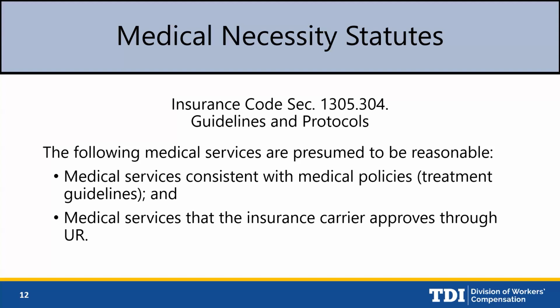So the same criteria apply on the network side, that medical services need to be consistent with the treatment guidelines and/or approved through the utilization review process on the carrier side. So that comes from the Insurance Code 1305.304. 1305, that chapter in the Insurance Code, it's all about workers' compensation certified healthcare networks, and it comes from the Insurance Code versus the Labor Code. We use both in workers' compensation, both the Labor Code and the Insurance Code, specifically about the workers' comp networks here.